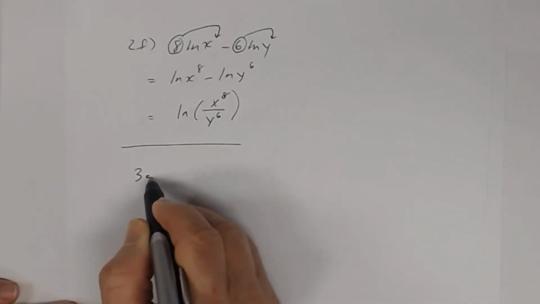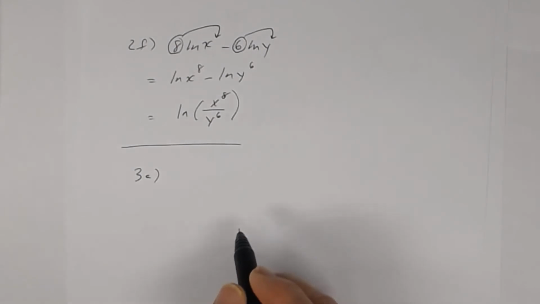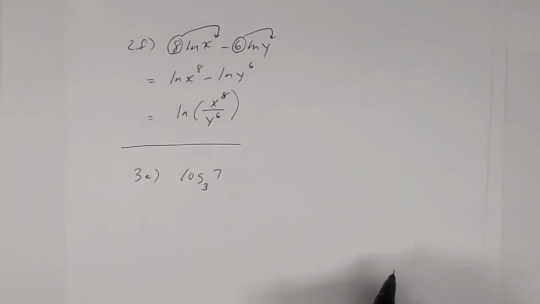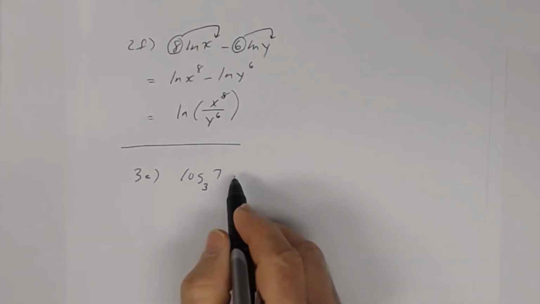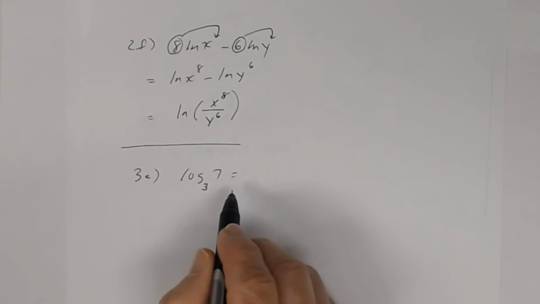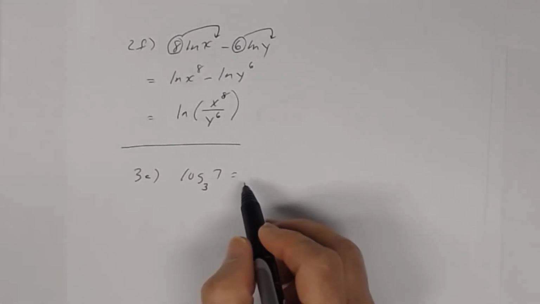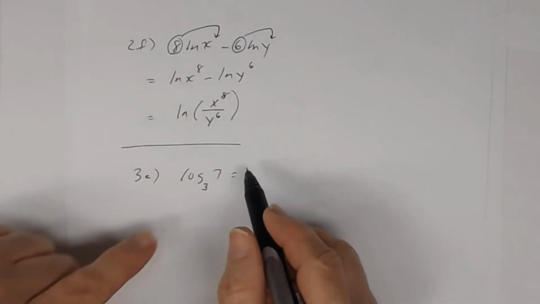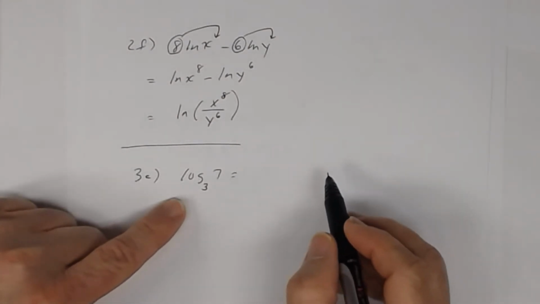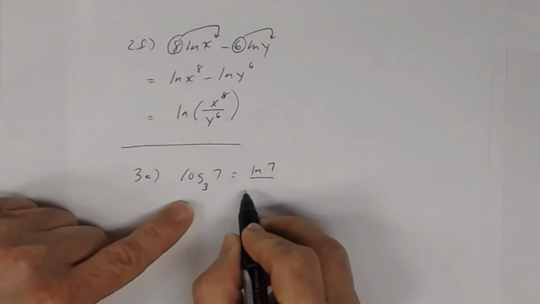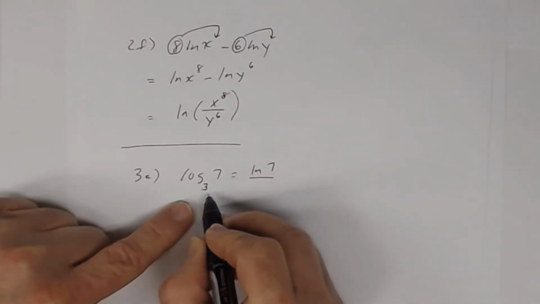Well, let's look at 3a. In 3a, we have the log of 7 base 3. Remember, I want to use a calculator. So I know that according to the base change formula, I can use base e or base 10, right? If I use base e, remember that's natural log. So I can write this as the natural log of 7 divided by the natural log of 3.